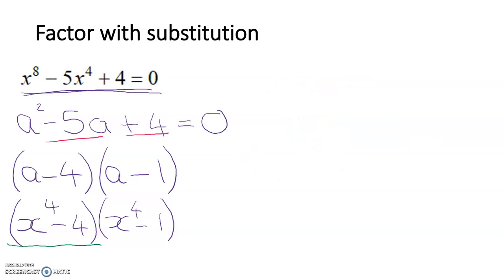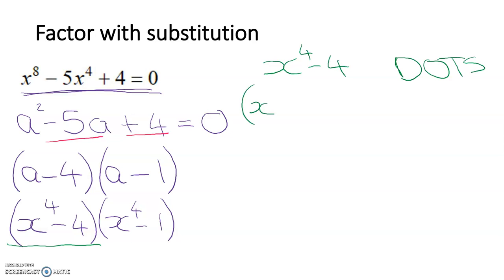I'm going to take the first bracket and I'm going to factor that one. So x to the power of 4 minus 4 is what we call a difference of two squares, or dots, because we have two perfect squares being subtracted. The square root of x to the 4 is x squared, and the square root of 4 is 2. So I have x squared minus 2 and x squared plus 2.